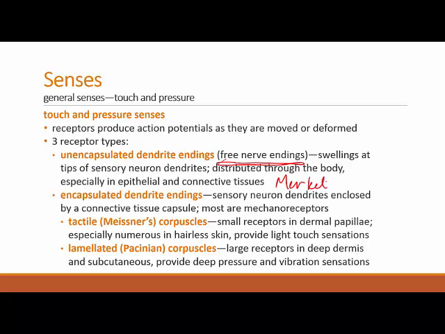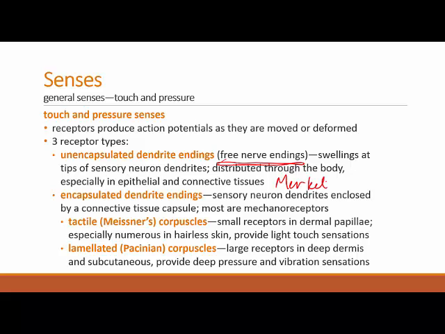Then there are the encapsulated dendrite endings. These are dendrites that are surrounded or enclosed by a connective tissue structure of some sort. Again, most of them are mechanoreceptors. The two most important ones are the tactile and the lamellated corpuscles that we've already learned about back in the chapter on the integumentary system.